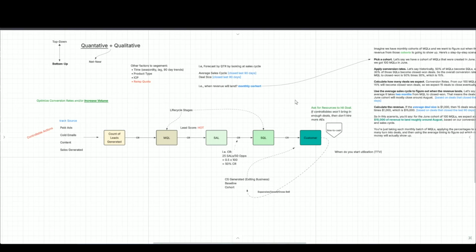So even if you were to forecast a number, you don't want to give that entire number away and say, hey, we can do this much, because there's going to be other factors involved that you just don't have access to.